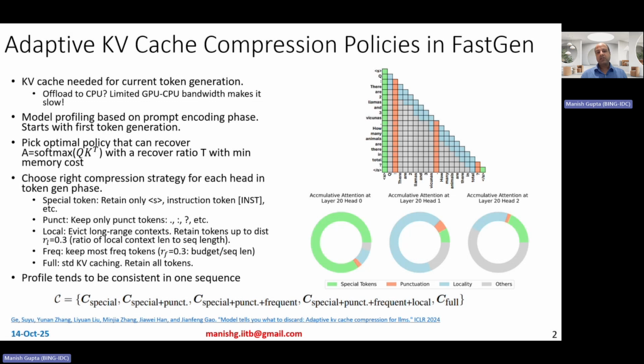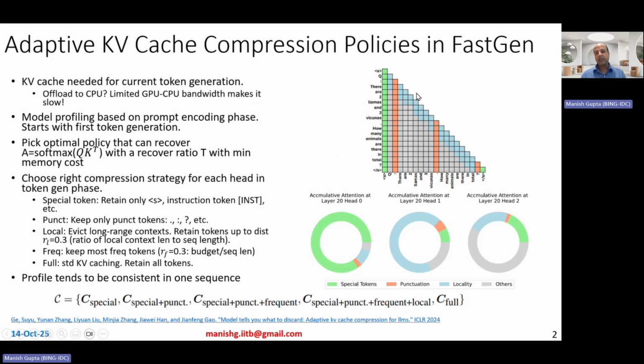That's the point. So in this paper, what they propose is to profile how these different heads behave based on the prompt encoding phase. In fact, their main observation is that different heads focus on different kinds of tokens. For example, some heads may be focusing only on special tokens like the separator token or the CLS token or the start of the sequence token, instruction token, and so on. While there are some heads which just focus on punctuations. So maybe they're just focusing on colons and dots and question marks and so on.